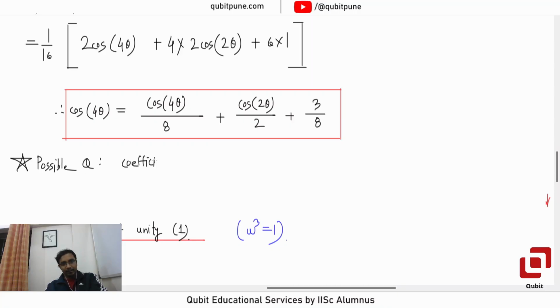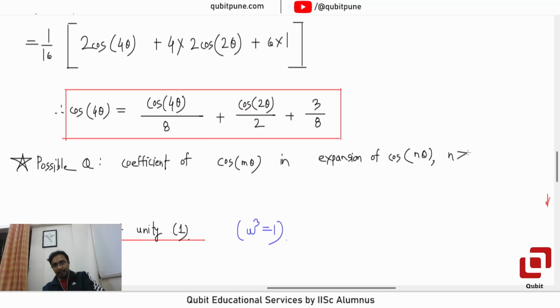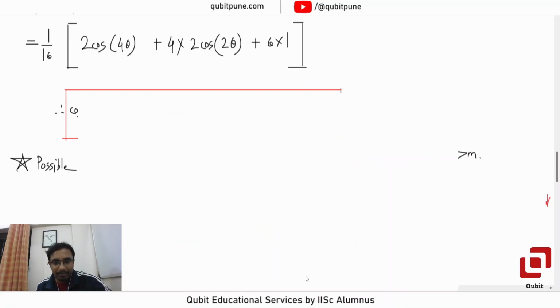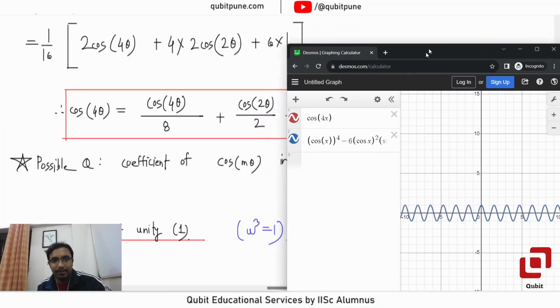Coefficient of, let's say, cos m theta in the expansion of cos n theta, n greater than m. Okay, now let's see if that's right. Should be right. Let's verify.